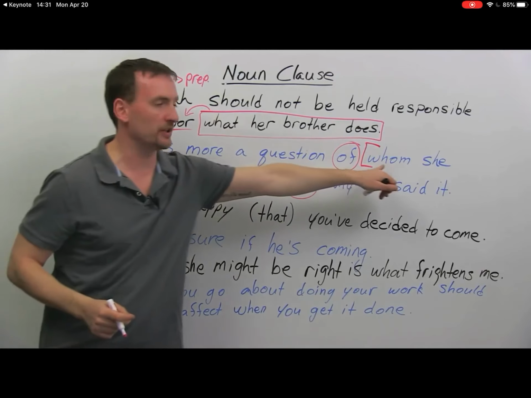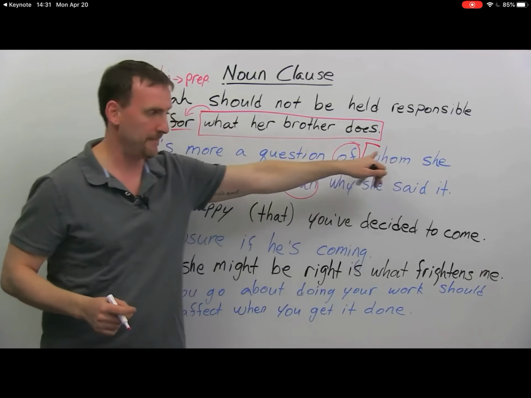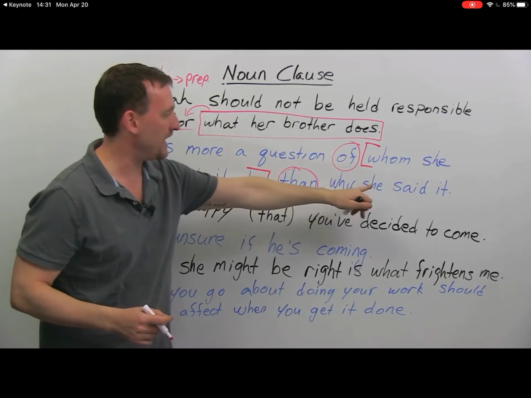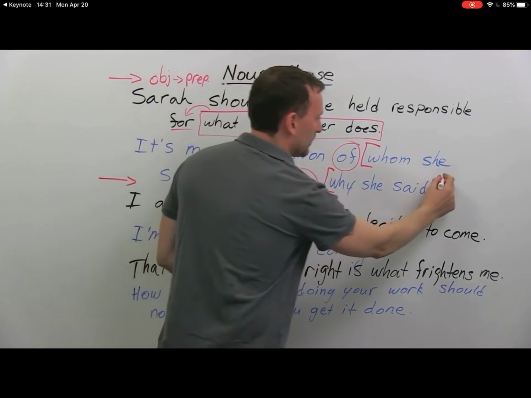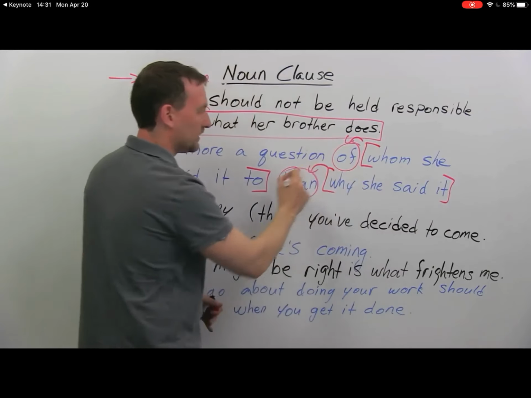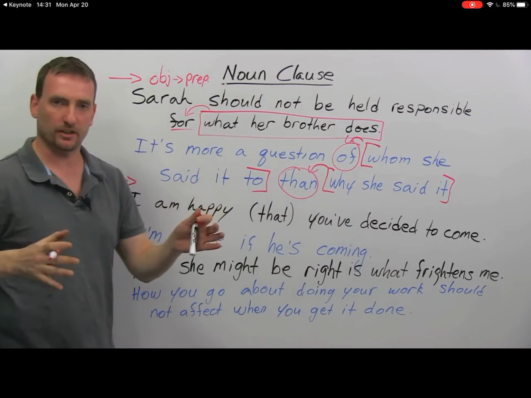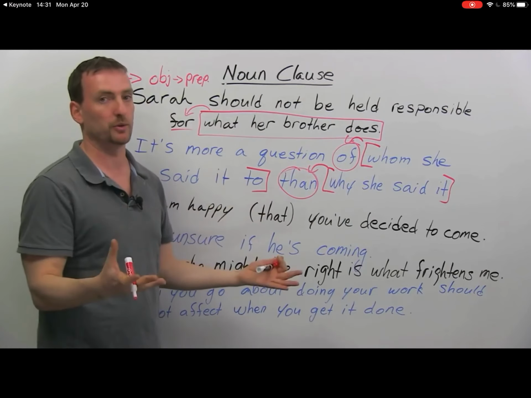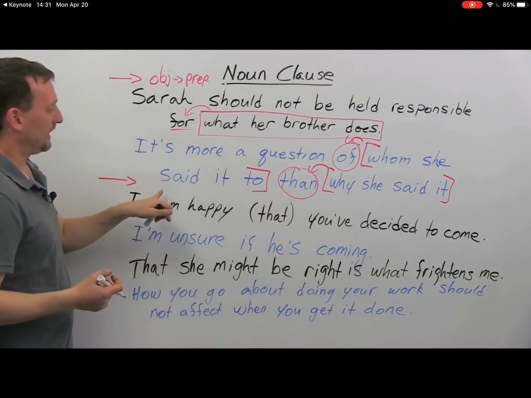Here's your first noun clause. Notice I'm using "whom" because it's "to whom." Okay. And then "why she said it." So here's another noun clause, object here, object here. It doesn't matter what preposition you're using, but if it needs an object, you can use a noun clause for that.